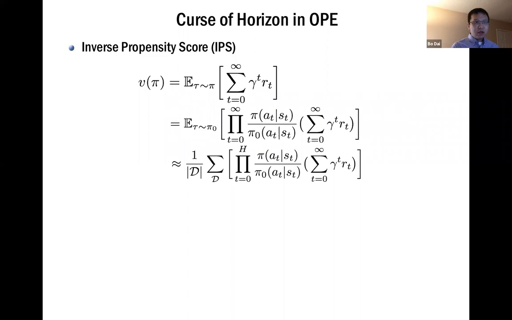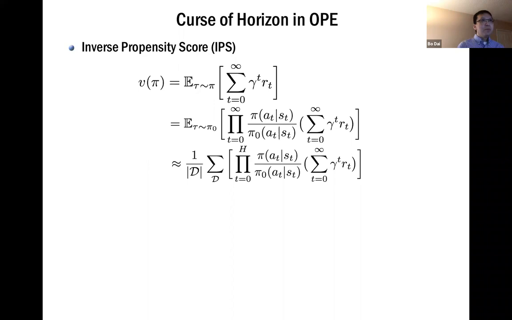One of the major methods is called inverse propensity score, which is short as IPS. The idea actually is very simple. As we can see, first lies according to the definition of policy value, and then because we don't have the sample from pi, but we only have sample from pi zero, what we do is just do an importance sampling, and that leads to the second line here. And then the third line says, okay, once we have data, we use the Monte Carlo approximation to that. So this gives you the IPS estimator of the policy value.